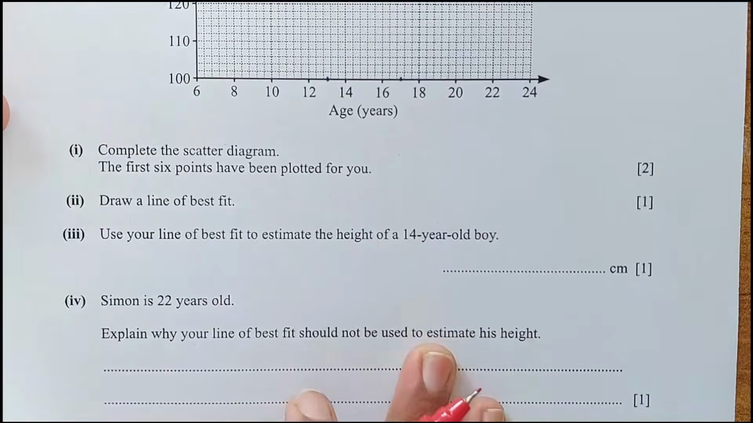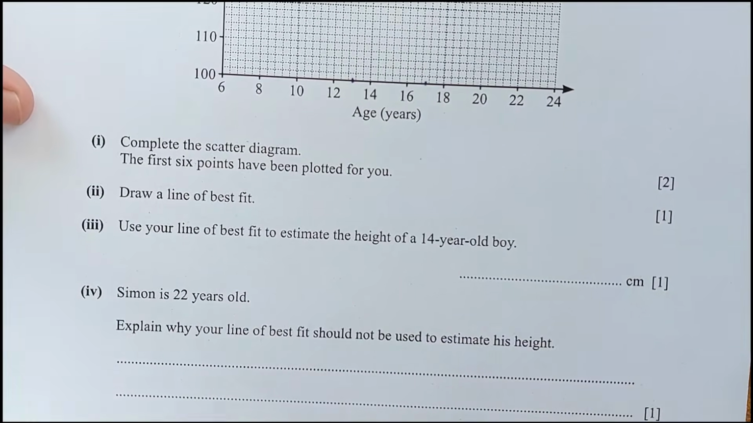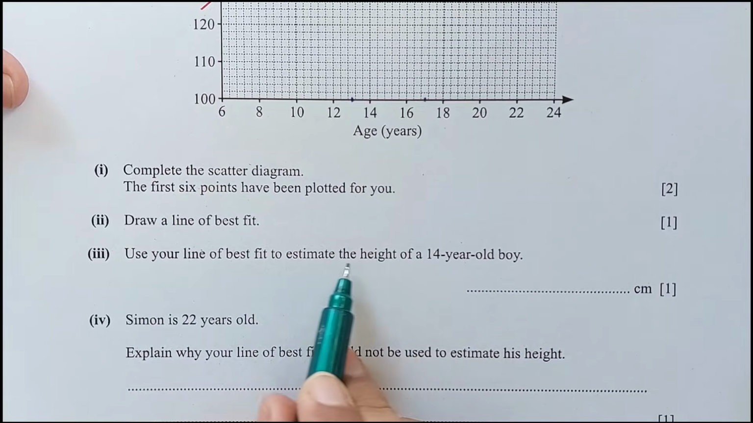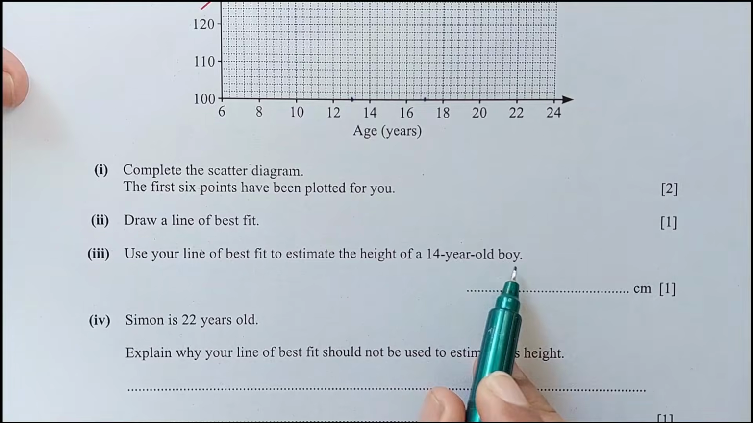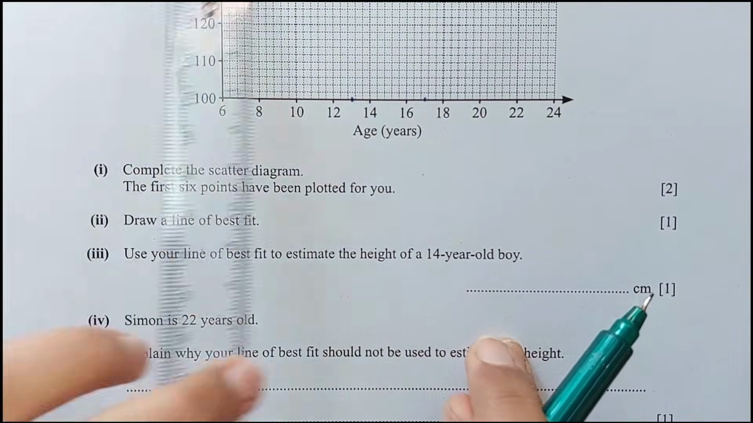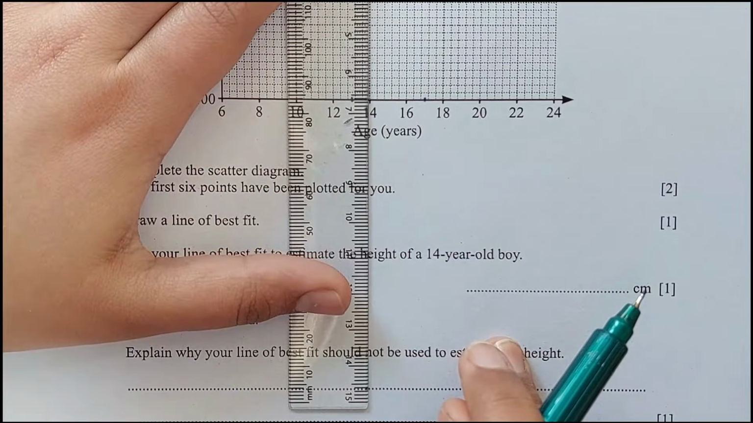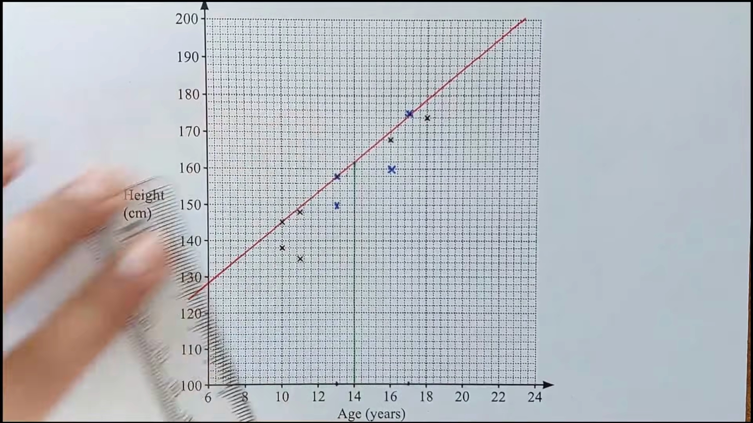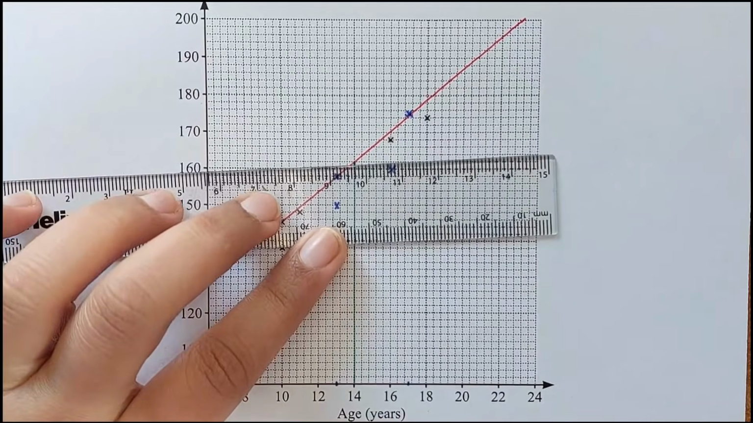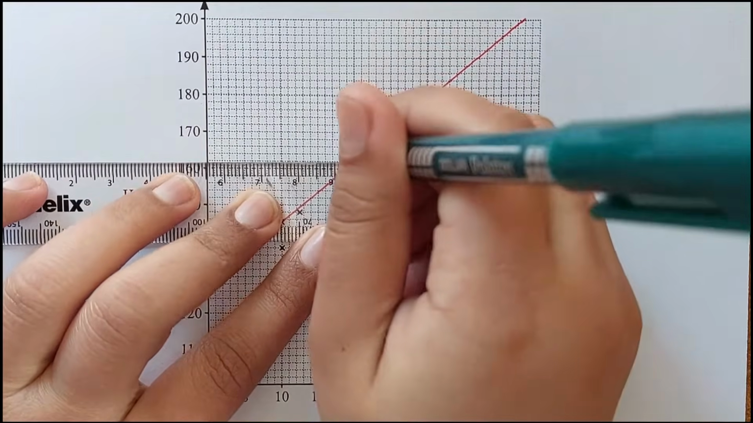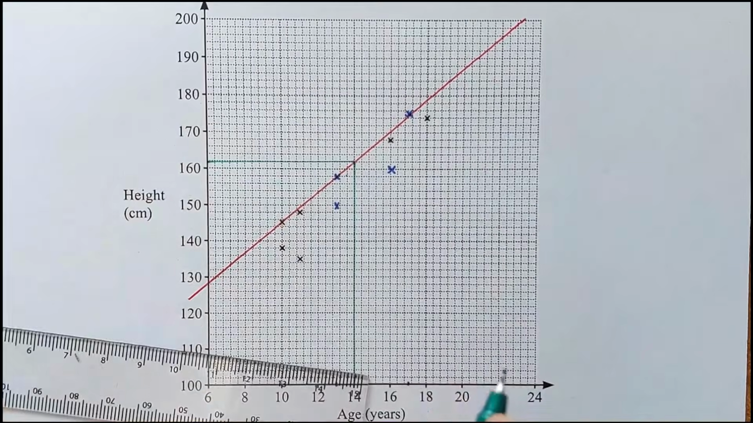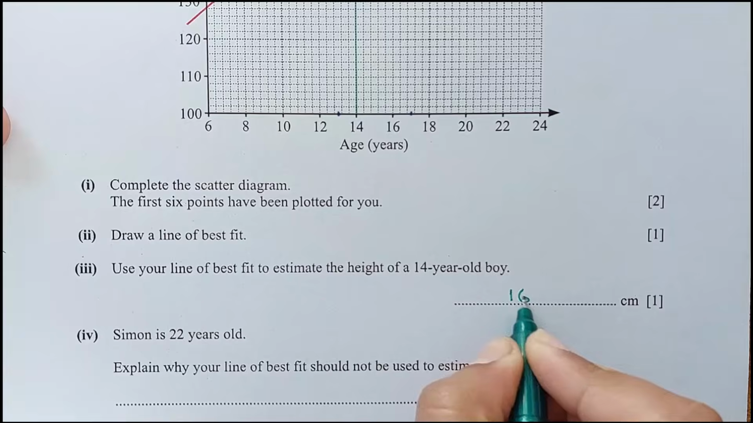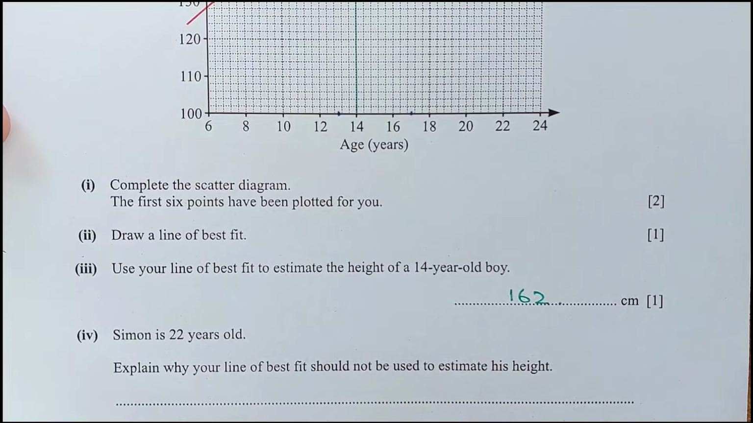Right. Okay, now for the next part, number 3. Use your line of best fit to estimate the height of a 14-year-old boy. If I draw the line at 14 and find the height corresponding to 14, this is 162 centimeters. It should be different in your case. It depends on the line of best fit, right?